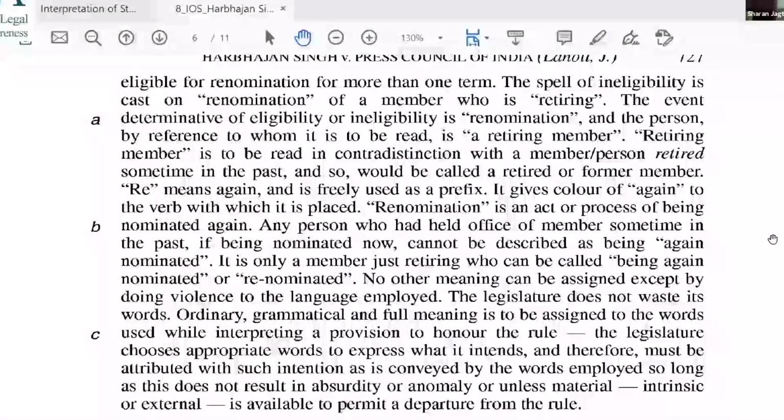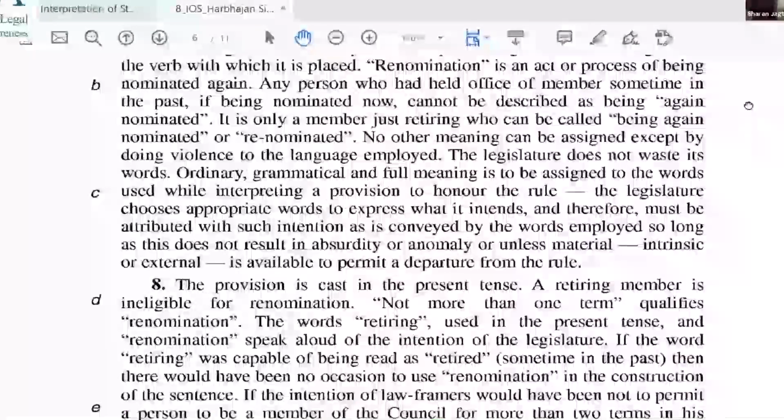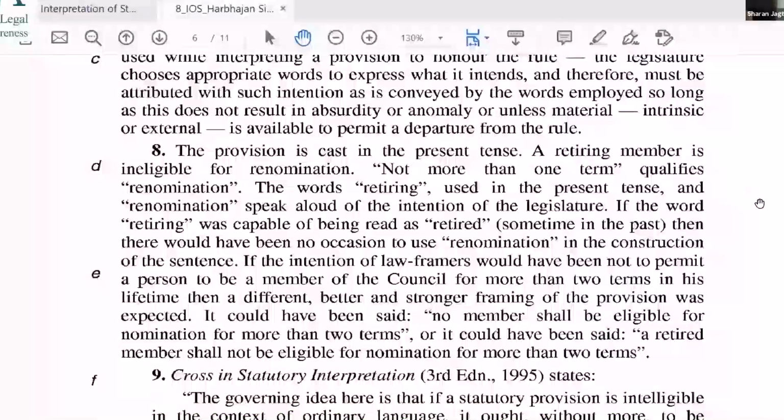And then he continues. Then in paragraph 8, again in pursuance of a plain language approach, he analyzes the words. The provision is cast in the present tense. A retiring member is ineligible for renomination. Not more than one term qualifies renomination. The words retiring, used in the present tense, and renomination speak aloud of the intention of the legislature. If the word retiring was capable of being read as retired sometime in the past, then there would have been no occasion to use renomination in the construction of the sentence. If the intention of the law framers would have been not to permit a person to be a member of the council for more than two terms in his lifetime, then a different, better, and stronger framing of the provision was expected.